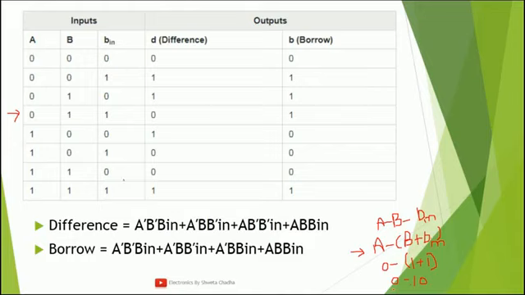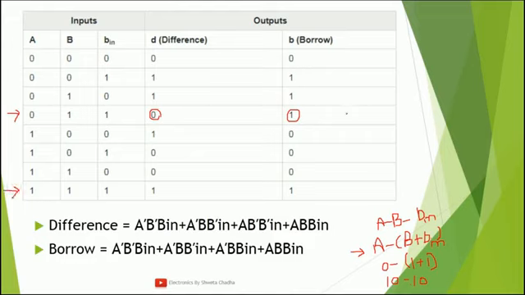So we need to take a borrow. So please have a look over here. We have taken a borrow. So when we have taken a borrow, 0 will become 10. So 10 minus 10 is 0. Let me perform another example from the truth table.